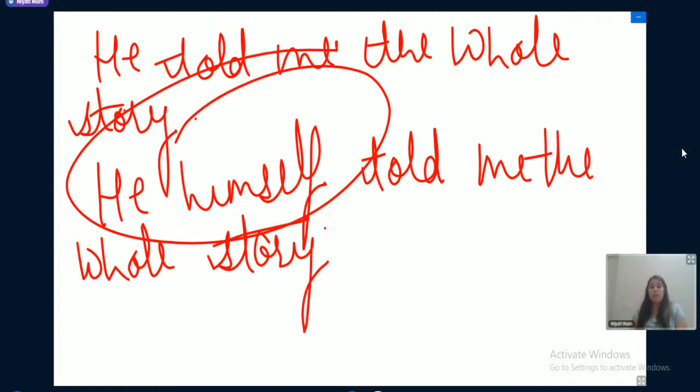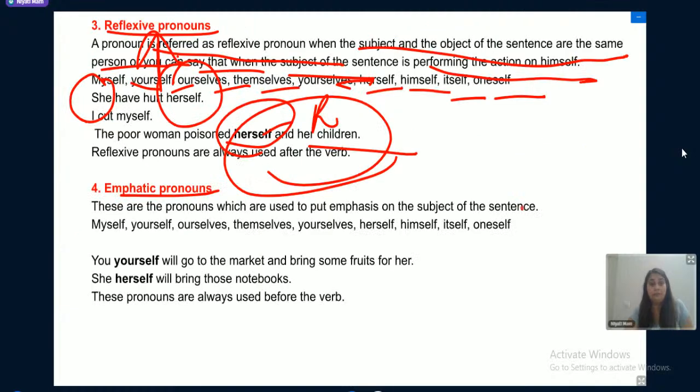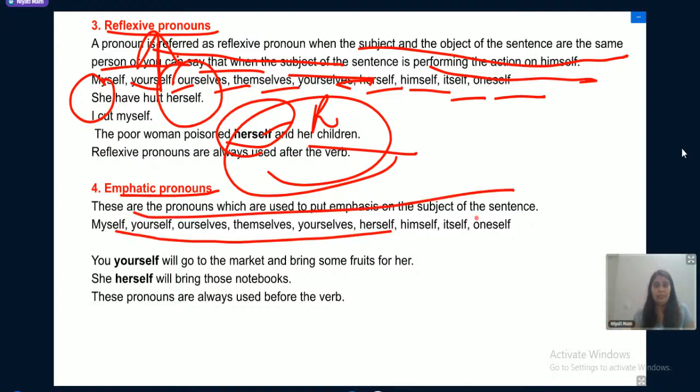Reflexive pronouns are used when the subject and object of the sentence are both the same person. Emphatic pronouns are used when you just need to put pressure on the subject of the sentence, right? Let us consider the previous slide for the definition. These are the pronouns which are used to put emphasis on the subject of the sentence. Again, the same words are here.